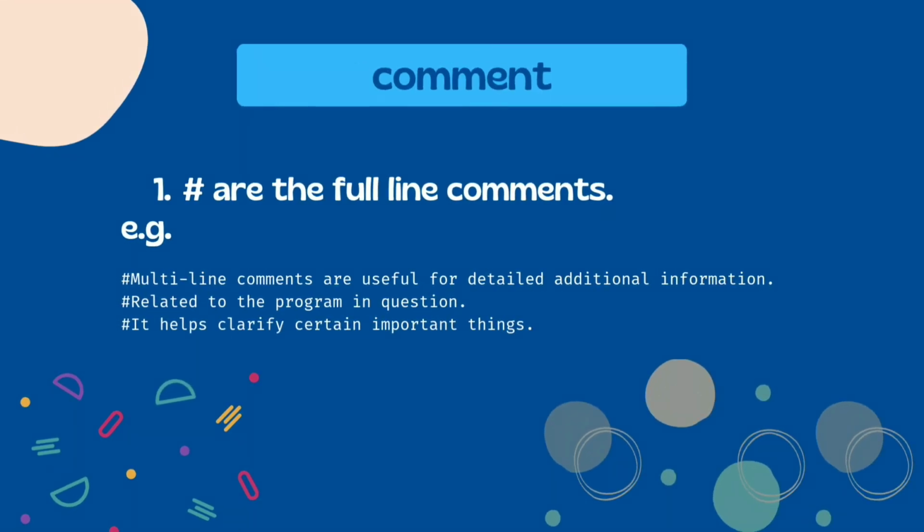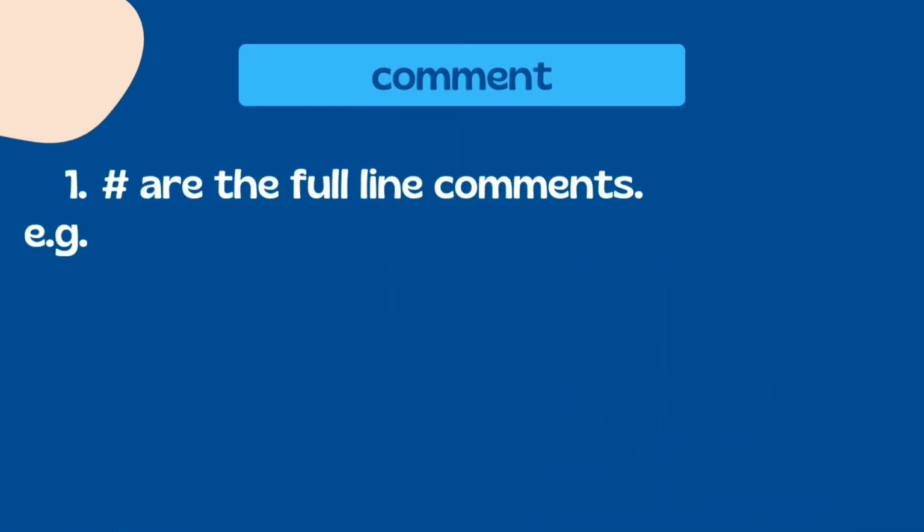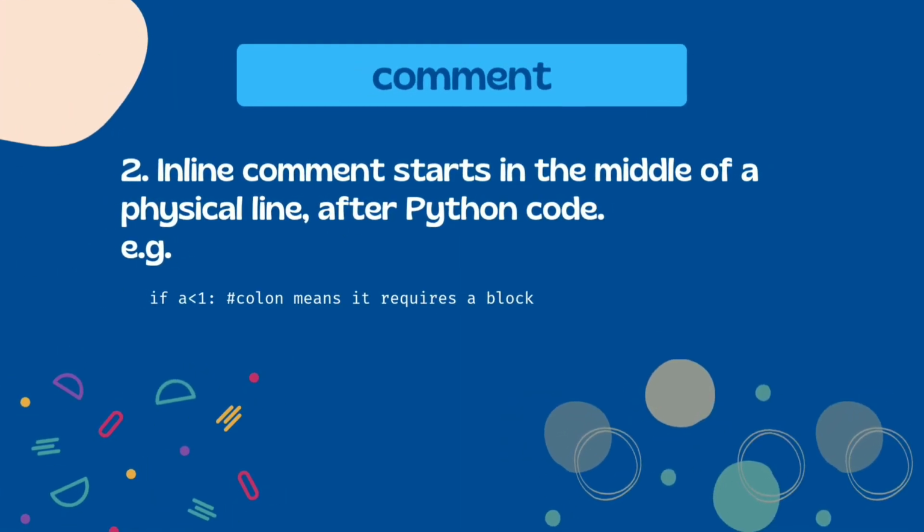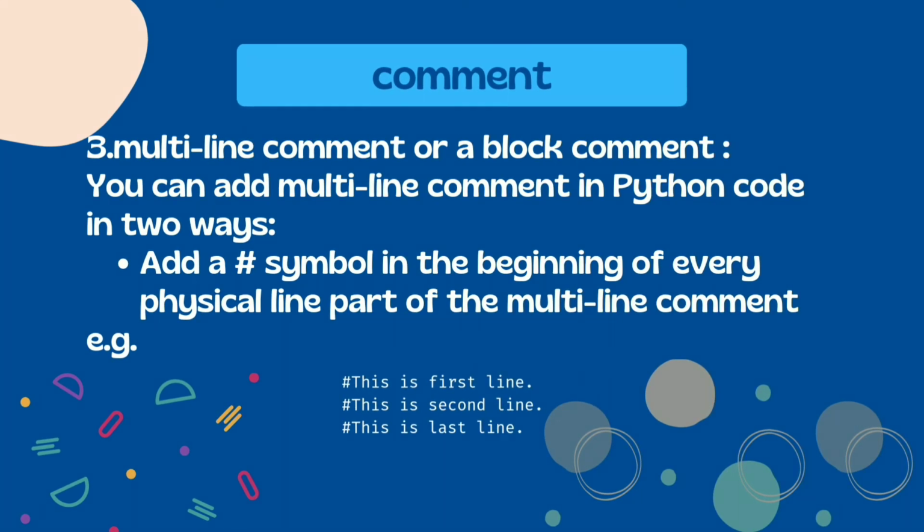Okay, so in a whole single line we will use one hash, and then we will be commenting the line. And another one is the inline comment. It also starts in the middle of a physical line after the Python code. And another most popular comment in Python is the multi-line comment. The multi-line comment generally comes after the full line comments, because in each line we have to put a hash, or that pound character, and comment a whole single line.